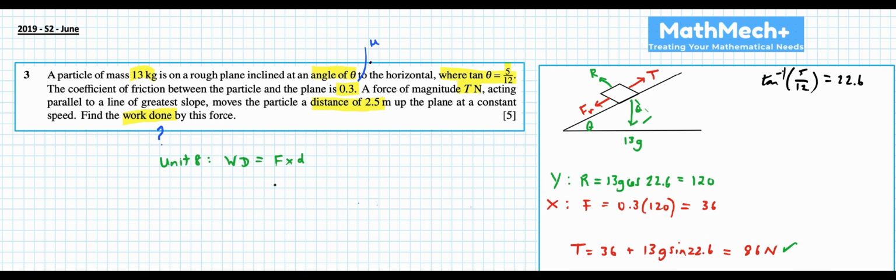So force times distance is work done. So our force of 86 newtons times that distance that was given is the final answer. That's 215 joules.